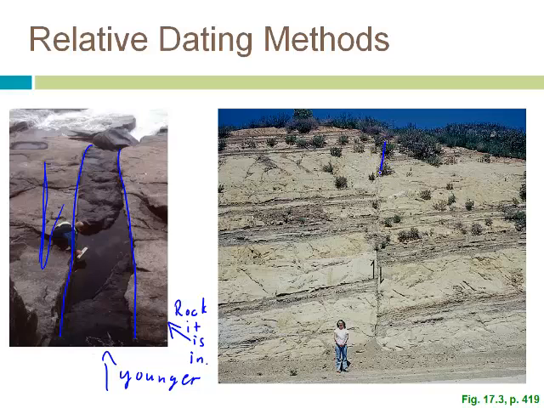Here, what they're showing you is we have beds that are already laid down, and we have a fault that runs up and down this direction. This fault is younger than the layers that it's cutting through, or cross-cutting.